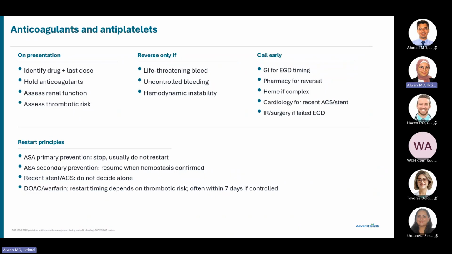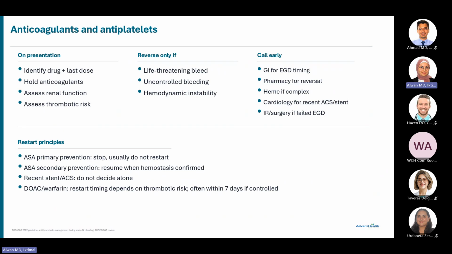Okay. If a patient was on aspirin for primary prevention, like he doesn't have a stent, doesn't have coronary artery disease, we need to completely stop it. We don't need to resume it. If the patient is taking it for secondary prevention, this is when we need to think about when to resume it, and we need to discuss with both GI and cardiology. But eventually, we need to aim for within 5 days to resume if the patient is hemodynamically stable and not bleeding anymore. If the patient had a recent stent, also it needs to be a conversation between cardio and GI.